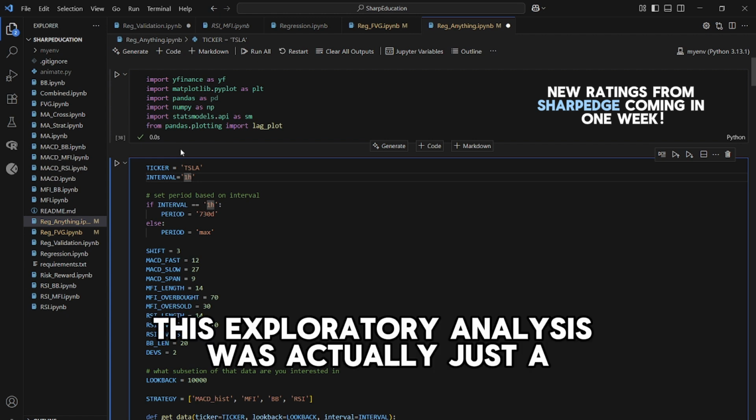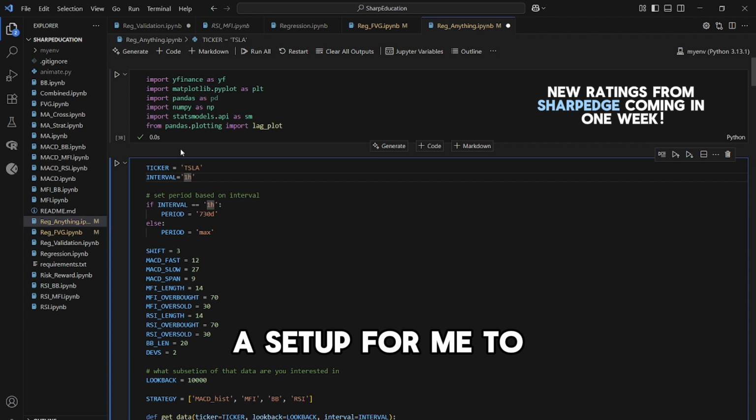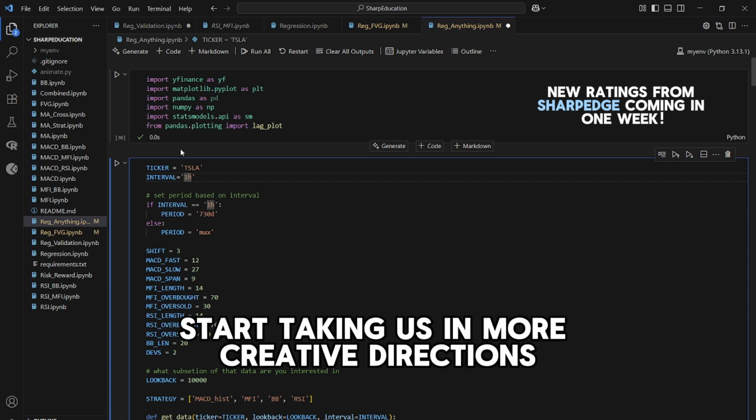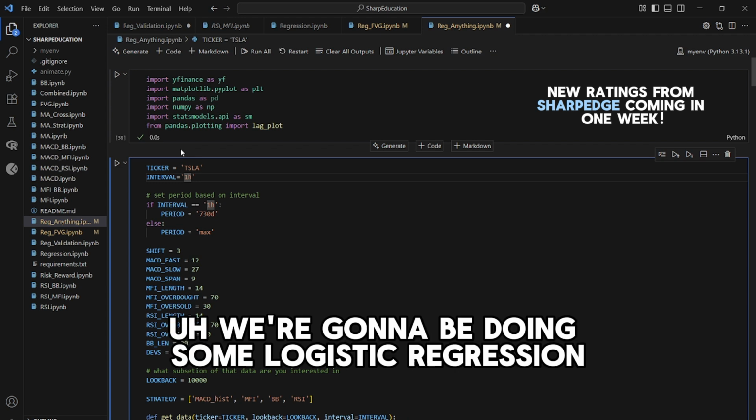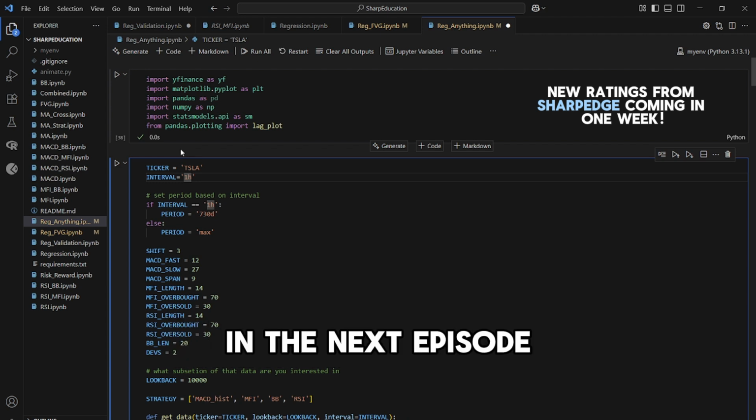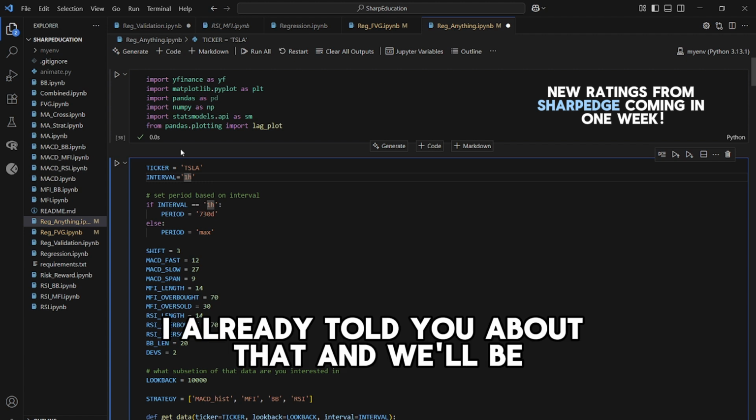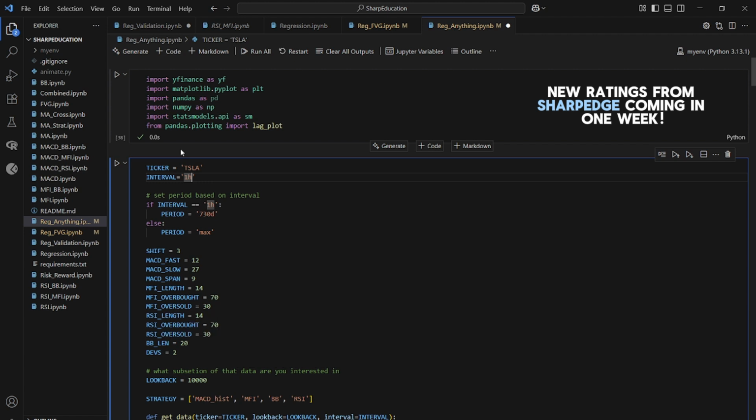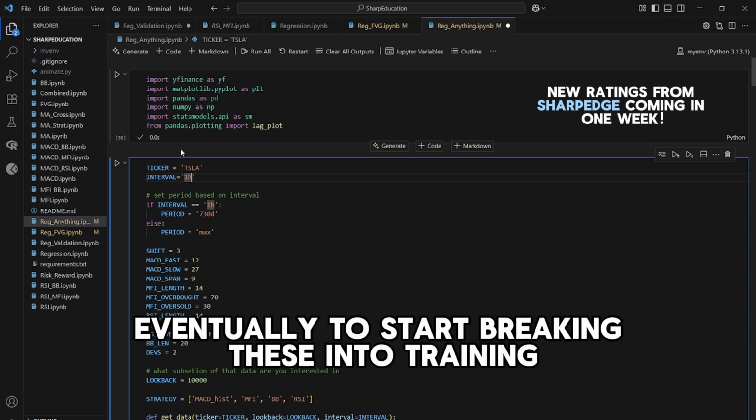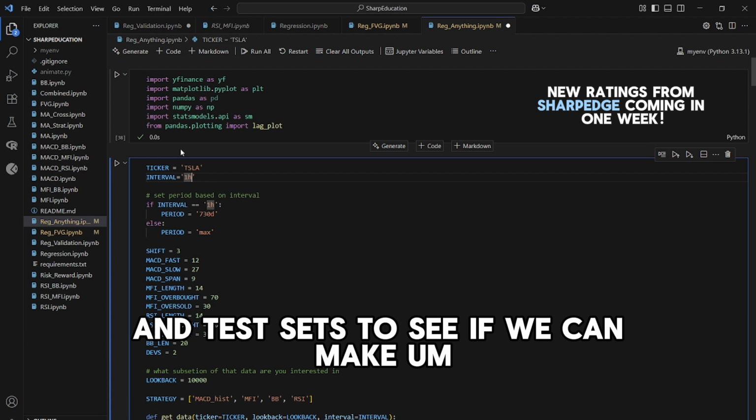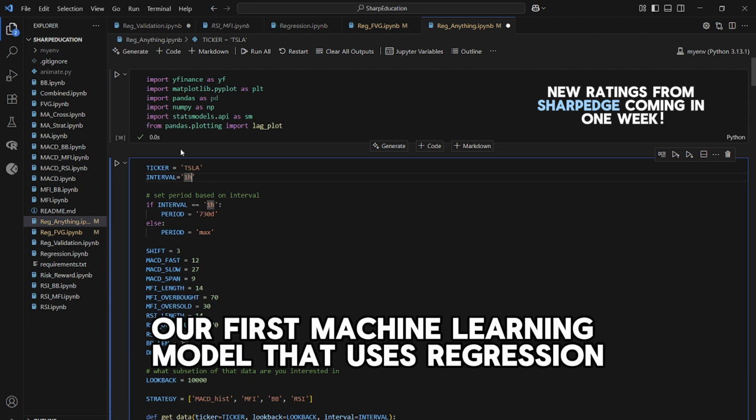This exploratory analysis was actually just a setup for me to start taking us in more creative directions. We're going to be doing some logistic regression in the next episode. I already told you about that. And eventually we'll be trying to start breaking these into training and test sets to see if we can make our first machine learning model that uses regression.